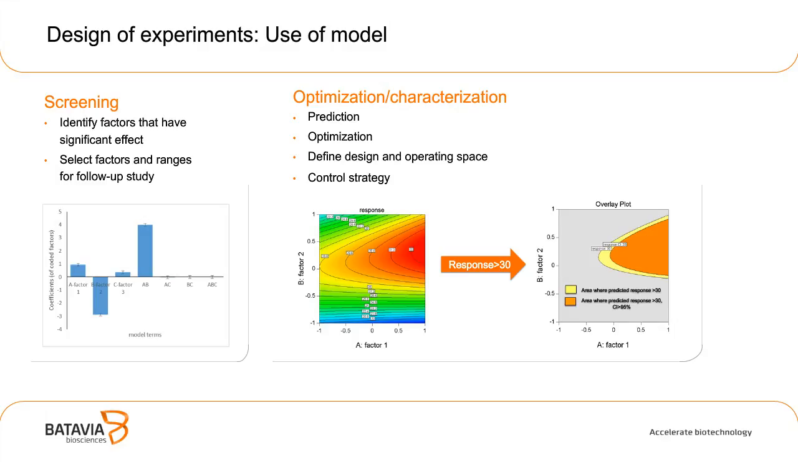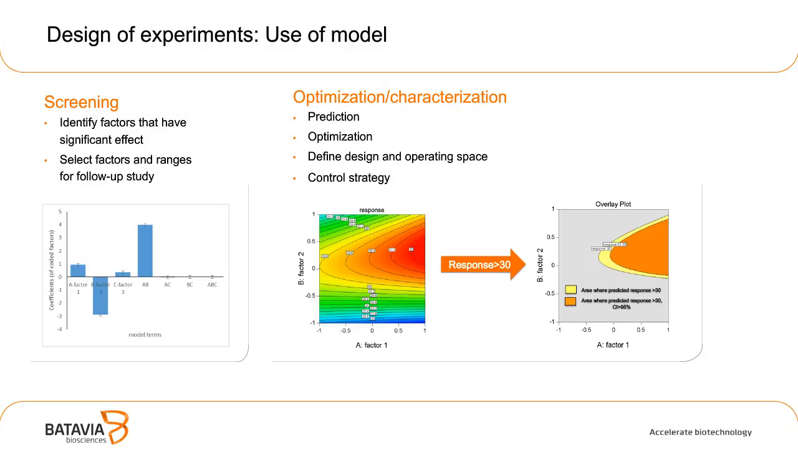Please take into account that this model, of course, also has a confidence interval for each coefficient in the model. That is the two different colors you see in the right-hand figure. The orange area gives a high probability that if you are in this area, you will have a response of higher than 30, whereas the yellow is just outside the 95% confidence interval.